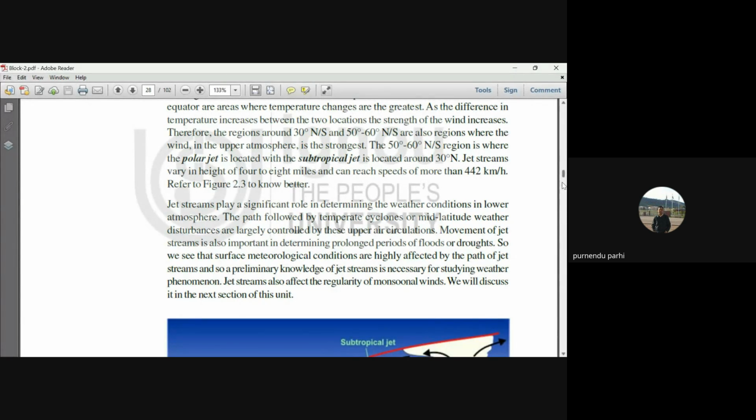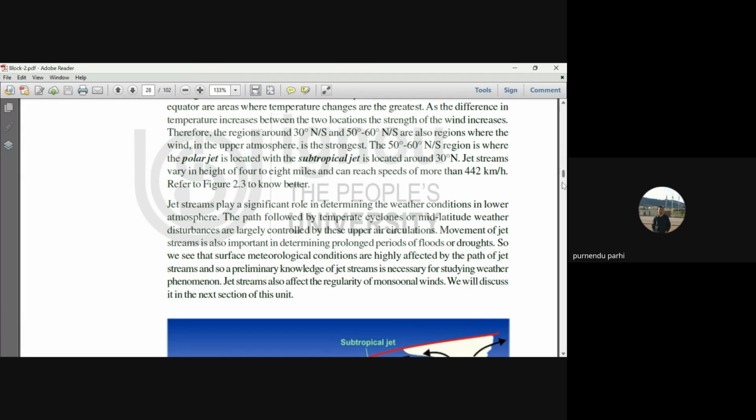Jet streams play a significant role in determining the weather conditions in the lower atmosphere. The path followed by temperate cyclones or mid-latitude weather disturbances is largely controlled by this upper air circulation.